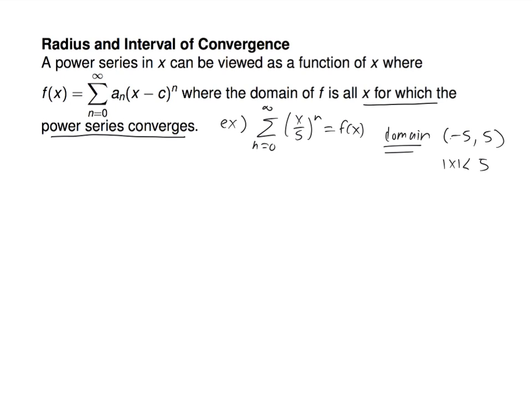Why would it be? Well, the domain is all the x for which the series converges. Like the x's you can plug in and get a converging series. So could you plug in 10? If you plugged in 10 for x, would you get something that converges? You see that? So the domain is all the x's for which it converges. That's why this one's between -5 and 5.